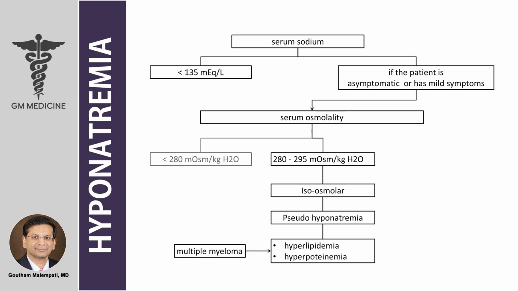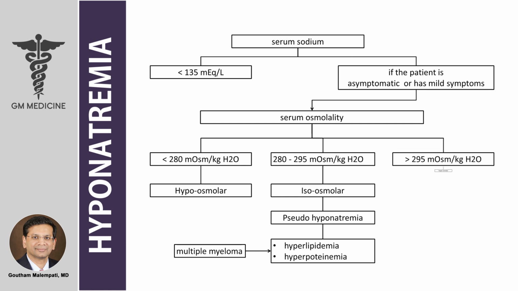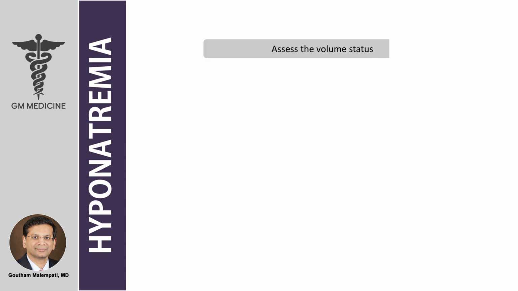If the serum osmolality is low, less than 280 milliosmol per kg, which is the most common finding of hyponatremia, it is classified as hypoosmolar. If the serum osmolality is greater than 295 milliosmol per kg, then it's called hyperosmolar. One should assess the volume status at that time.